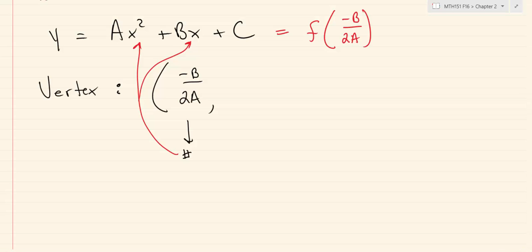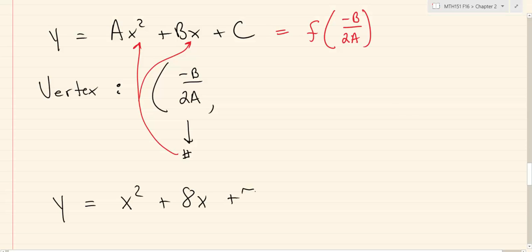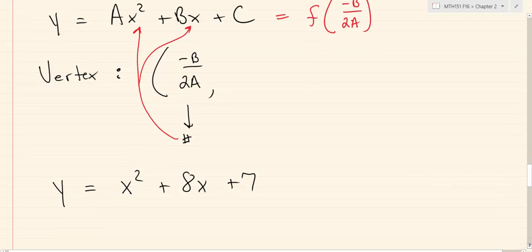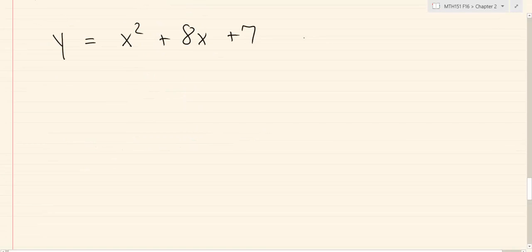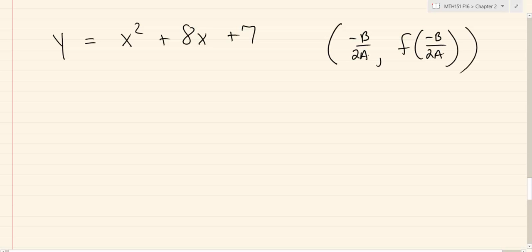Let's go back to that equation that we started with. y equals x squared plus 8x plus 7. So let's find out where its vertex is. We know that the location of the vertex, and I'm going to write it this way, is the opposite of b over 2a, comma, f of the opposite of b over 2a. Which means take that number that you got for the x-coordinate, plug it into the function, and calculate y.